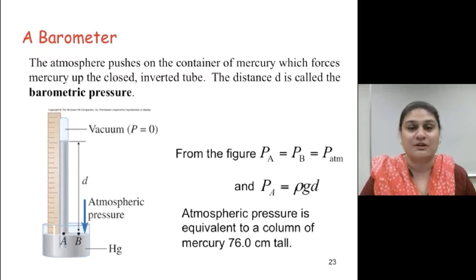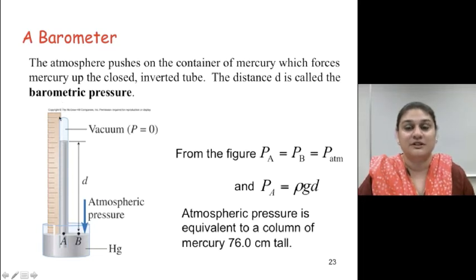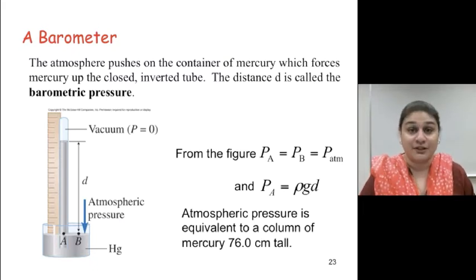The atmosphere pushes down on the container of mercury, which forces the mercury up into the closed inverted tube, and the distance d that it moves is called the barometric pressure. From the figure you can see that pressure at point A equals the pressure at point B, which equals P atmospheric. Therefore, P_A is just equal to rho g d. The atmospheric pressure is equivalent to about 76 centimeters of mercury, or 760 millimeters of mercury. That's where most of those values come from.